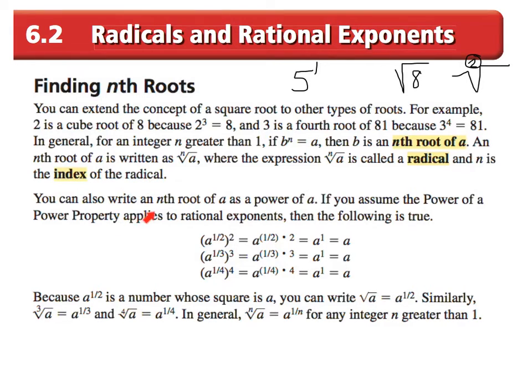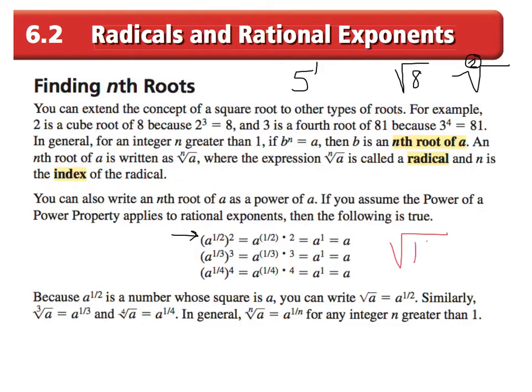You can also write an nth root of a as a power of a. If you assume the power of a power property applies to rational exponents, then the following must be true, and this is important. A to the 1/2 to the 2nd power. Remember your rule. Your rule states when you have a power to a power, you multiply them together. So a half times 2, 1, that equals a. A third times 3, that gives you a. A fourth times 4, that gives you a. Because a to the half is a number whose square is a, you can write the square root of a as a to the half. That's important.